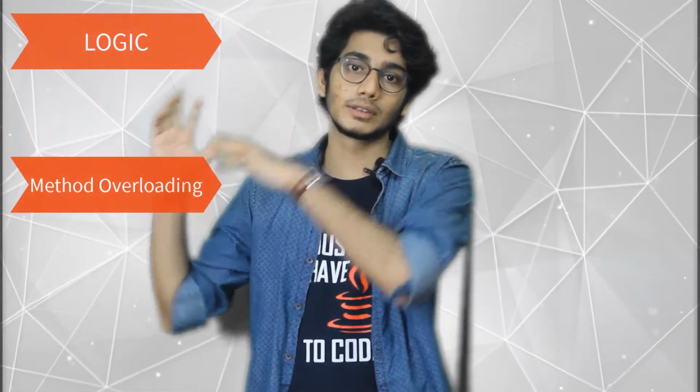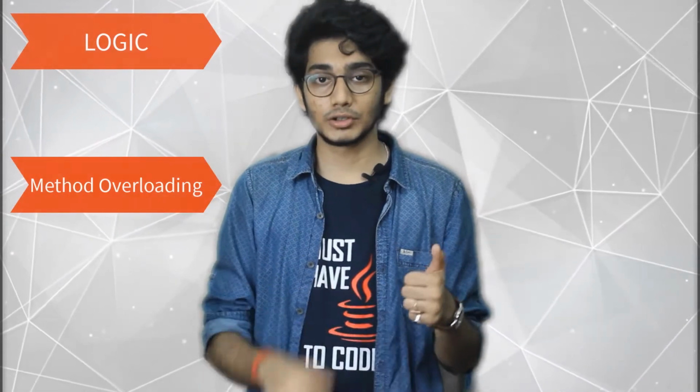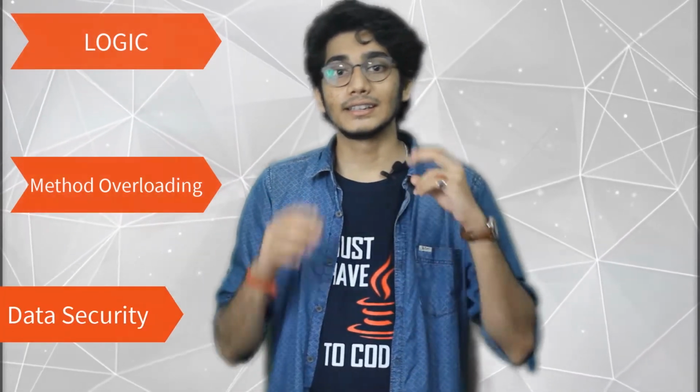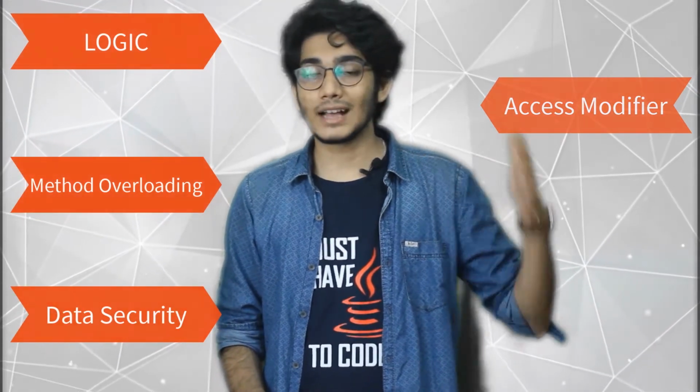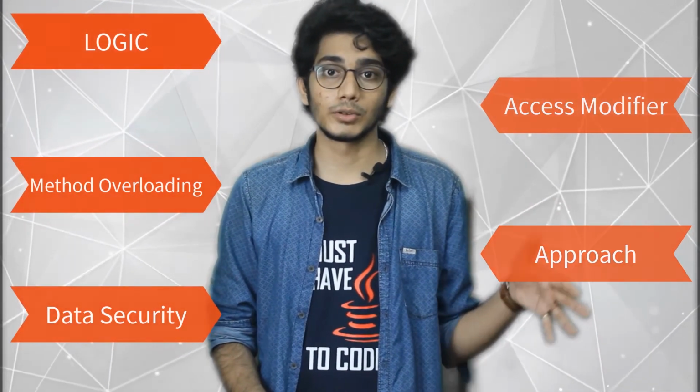Now let me tell you the 5 points of procedural oriented language. The first thing is, you have to follow the logic. The second thing is, you cannot use method overloading or method overriding. The third thing is, data is not secure. The fourth thing is, there is no access modifier, and the last thing is, it always follows the top-down approach.